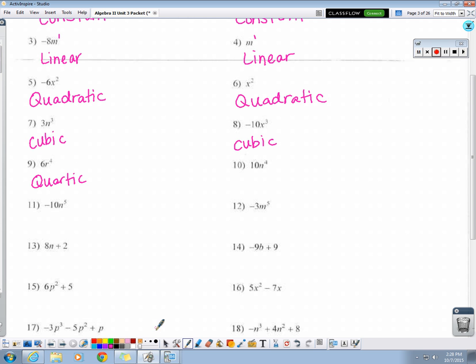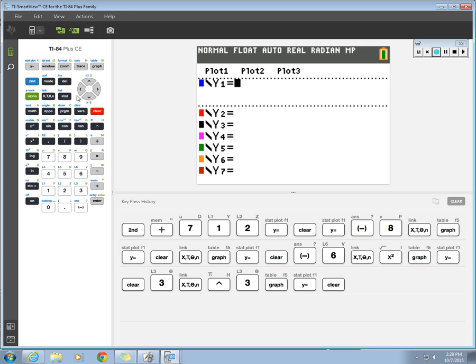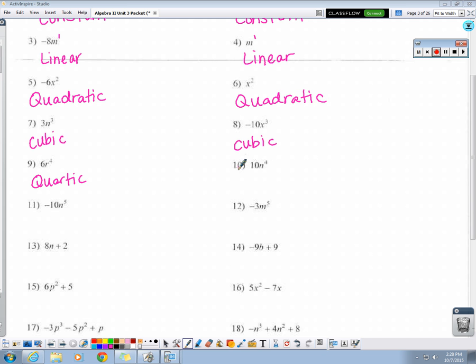Okay, well, like 6, let's change that to 6x to the 4th and see what kind of graph it would make. Y equals 6x to the 4th. Okay, now look. Number 10 is also quartic because its highest exponent is a 4. And when the highest exponent is 4, it's degree 4, which is quartic.